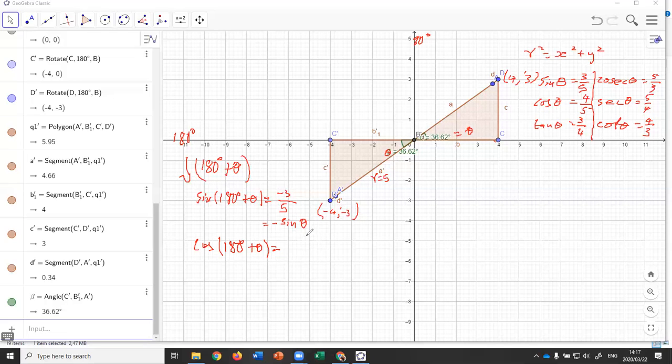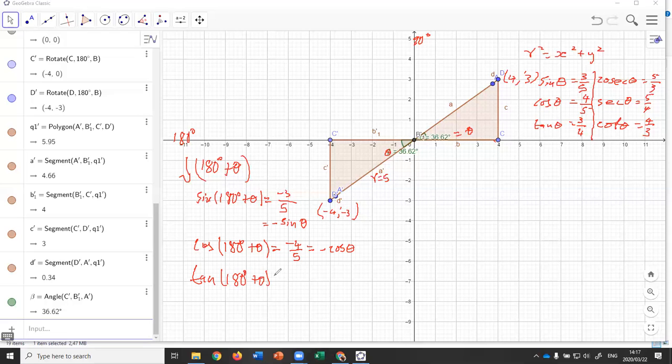Let's move on to the cosine of 180 plus theta. What is this? We know cosine is going to be the x value, which is minus 4, over the r value, which is 5. But hang on, 4 over 5 is cos in the first quadrant, so this means it is minus cos of theta.